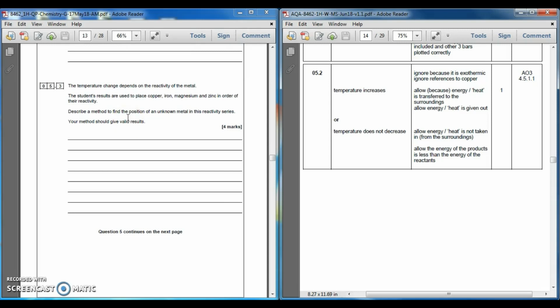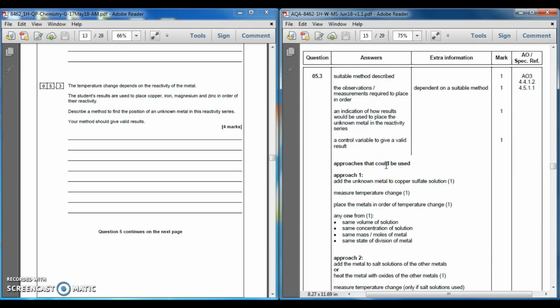For 5.3, temperature change depends on the reactivity. Give a method to describe an unknown metal, how to put it in its place. When they designed the question, they intended you to look at what was already in the question, take that and build on it a little bit.